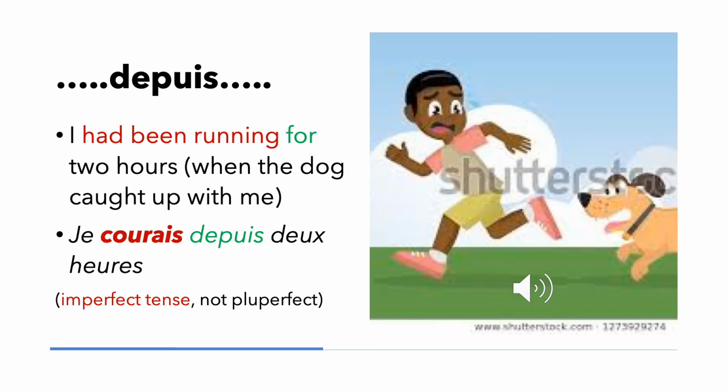When you use this word depuis, which is used to talk about a length of time, you need to be a little bit careful because in English you use the pluperfect, had with your past participle, but in French you don't. In fact, what you do is use the imperfect tense. So, I had been running for 2 hours. Je courais depuis 2 heures.